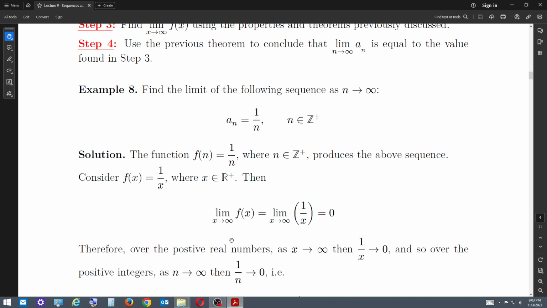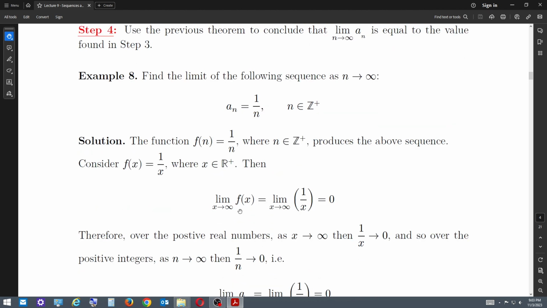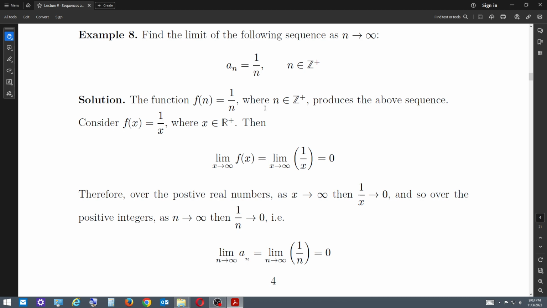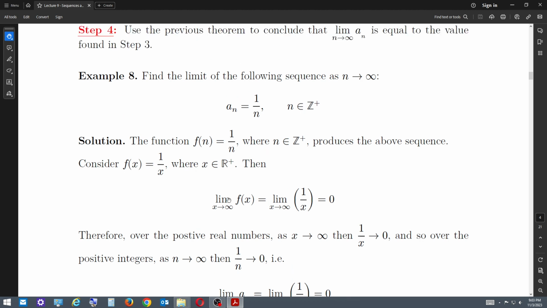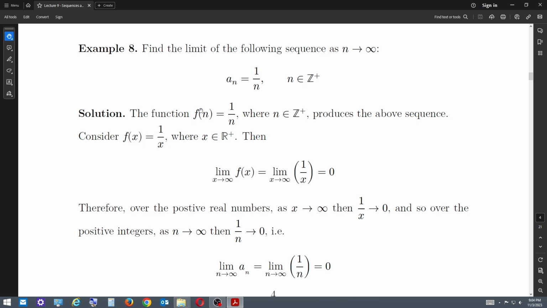Alright, so let's look at some examples here. Find the limit of the following sequence as n goes to infinity. This here is the harmonic sequence, a_n is equal to 1 over n. To do this formally, or if you want to write up a proper solution based on what we've discussed in this course so far, you need to introduce a function f. Let f of n be whatever a_n is, so f of n is equal to 1 over n.